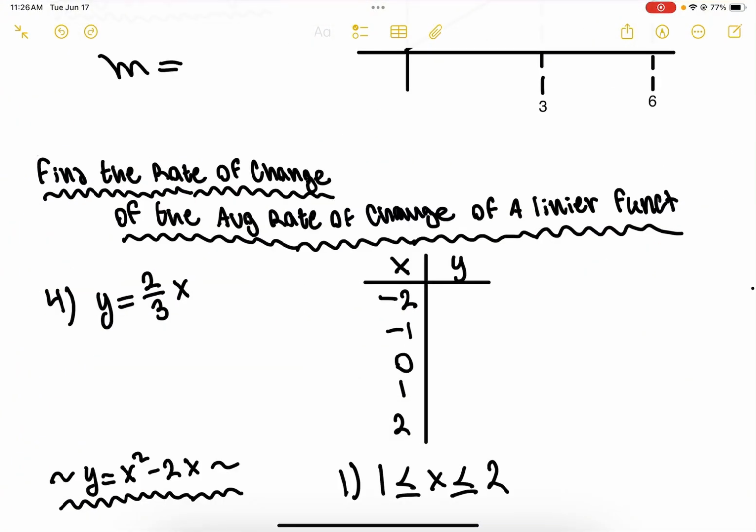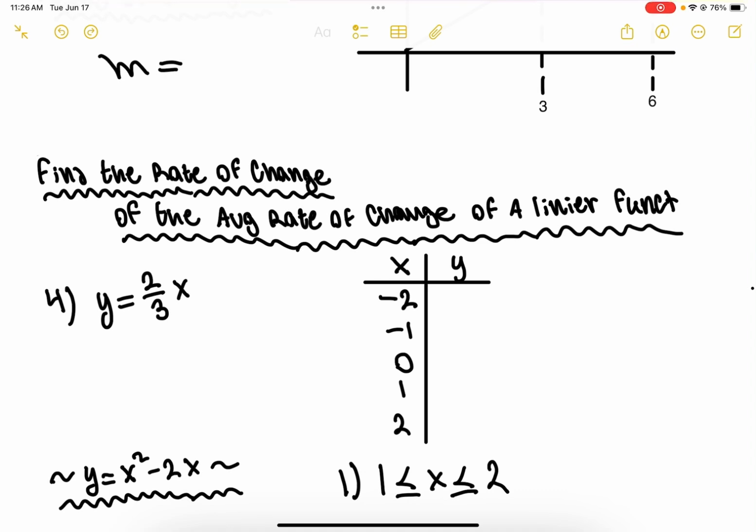Next question. Find the rate of change of the average rate of change of a linear function. So, you're probably wondering, is that a typo? Well, actually it's not. Usually we use the rate of change to find many different things. And so, yeah, let's find the average rate of change of the average rate of change. So you're probably wondering, how do we start this? Is there a specific formula? Is there another formula besides the average rate of change? Well, actually, it's not hard.